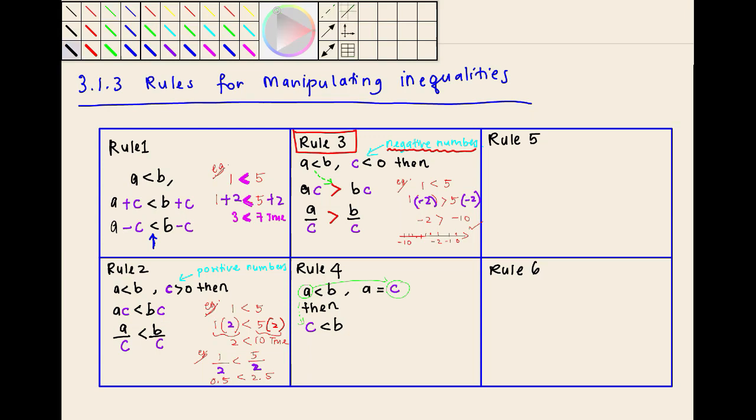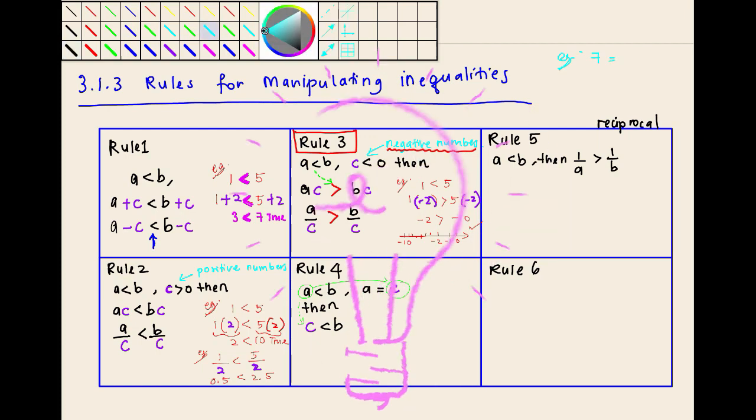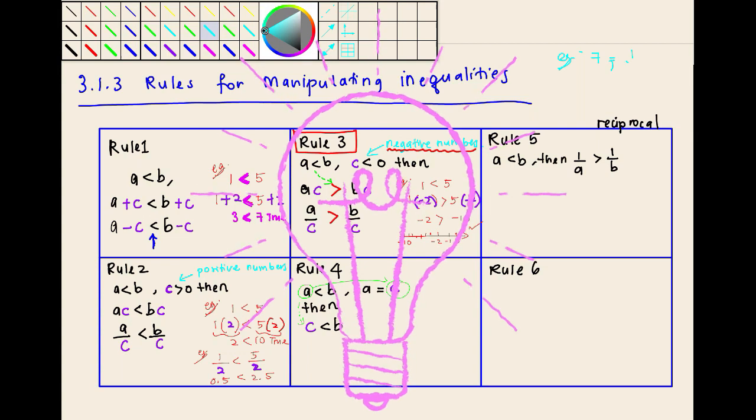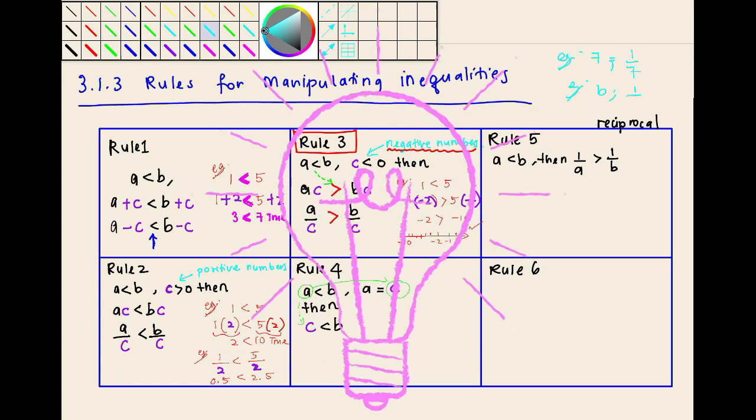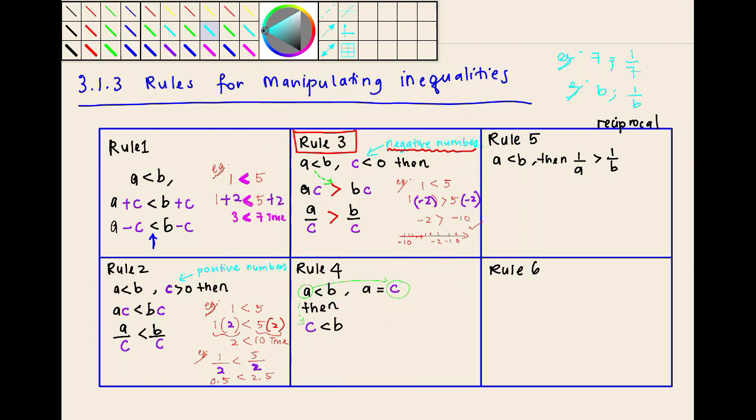Rule number 5, it says that if A is less than B, then 1 over A is greater than 1 over B. This is called reciprocal. Okay, ini dipanggil reciprocal. This is in your notes. Okay, reciprocal bermaksud satu bahagi. Contoh 7. Reciprocal of 7 is 1 over 7. Okay, example B. Reciprocal of B is 1 over B. Okay, so itu bermaksud reciprocal. Satu bahagi dengan nombor tersebut.